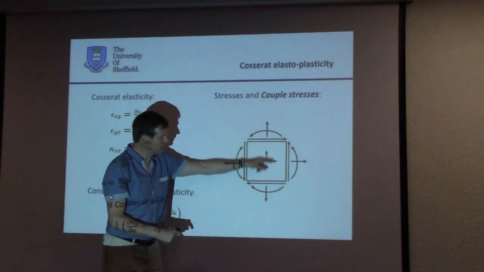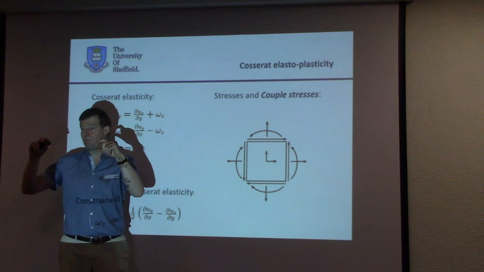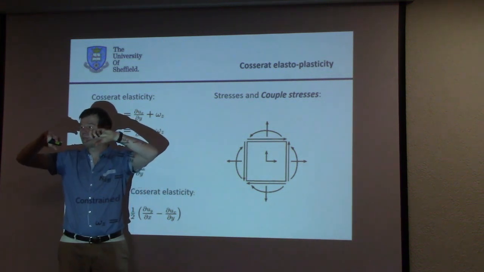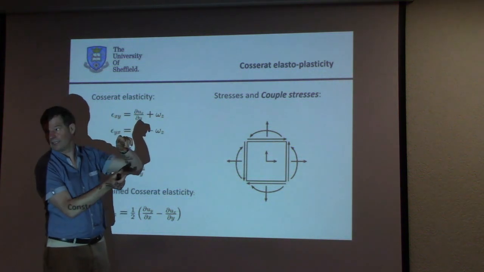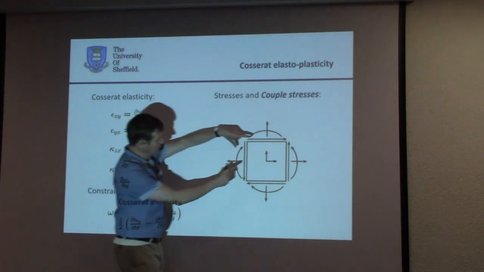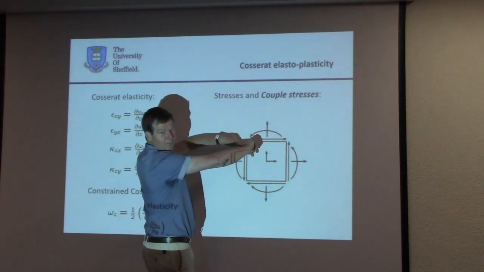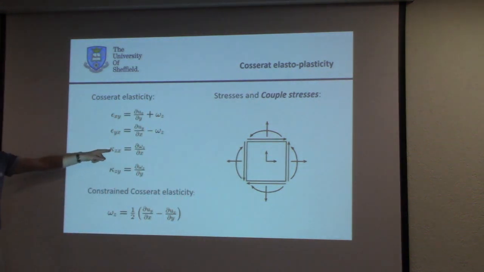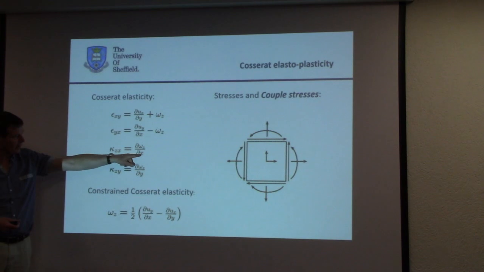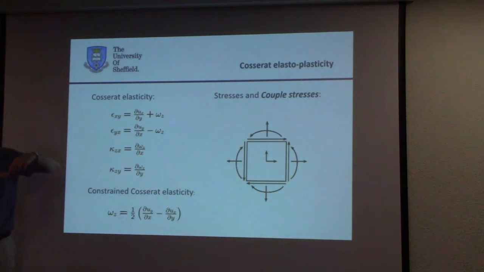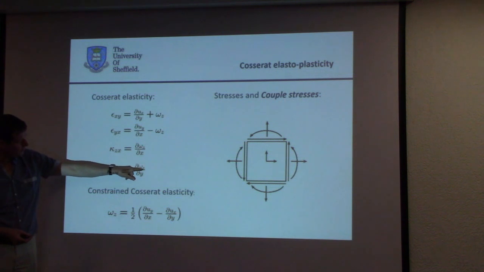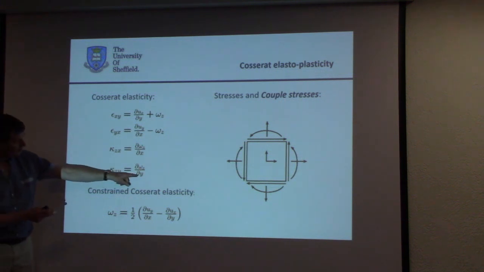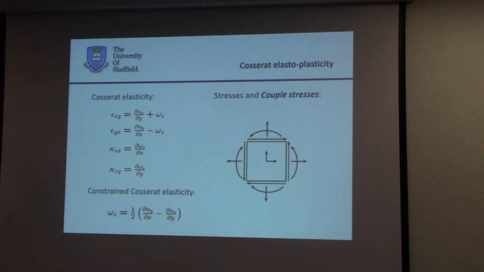So we consider this as a sort of mini beam, micro beam, which you can bend like this, and also like this. So we can do it in both this direction and in this direction. So this microcurvature is kappa_zx. It's the derivative of omega_z with respect to x. And similarly, in the direction orthogonal to that, kappa_zy is the derivative of the rotation, the additional degree of freedom, with respect to y. And it's the simplest possible extension of a standard continuum mechanics theory.